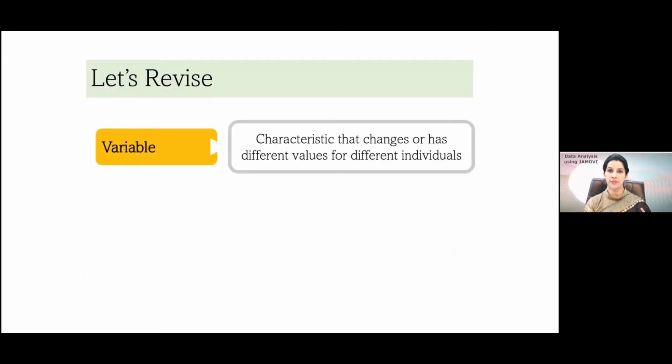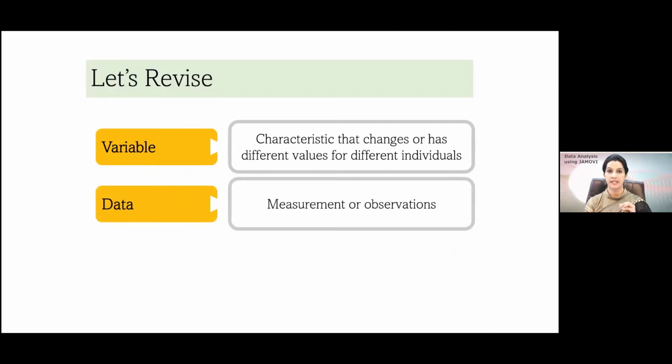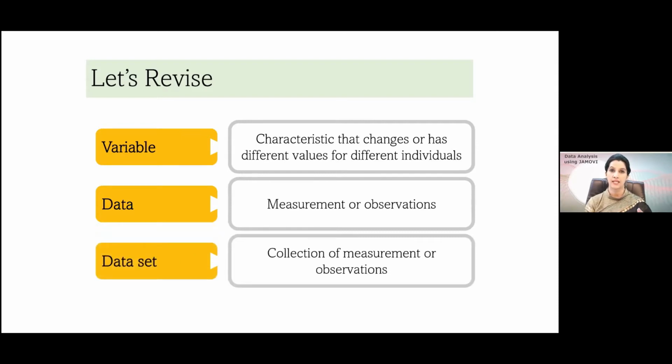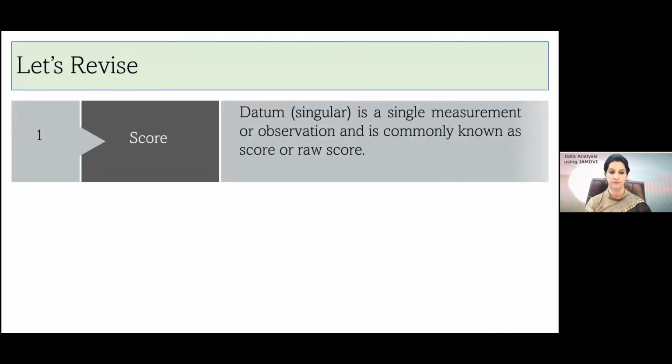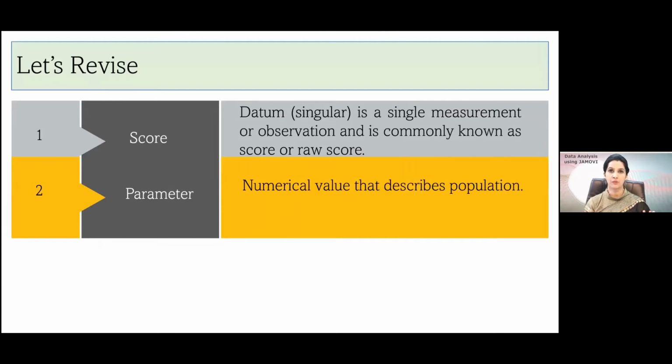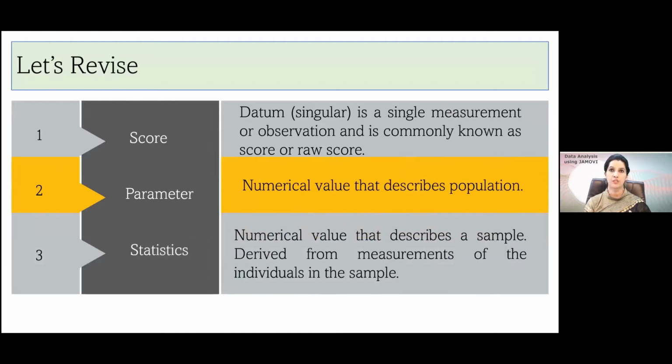A variable is some characteristic which is alterable, liable to change, and different for different individuals. A data is a measurement or observation which we take from a population, and a data set is the collection of those measurements or observations. Again, we call this datum, a single person's variable, a score also. The numerical value which describes the population is known as the parameter, and the numerical value which describes a sample, which we derive from measurements of individuals in the sample, is known as the statistics.